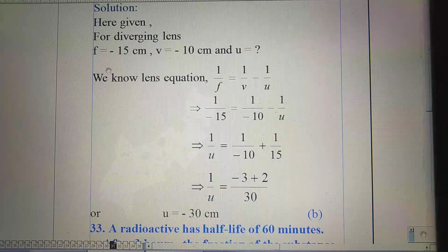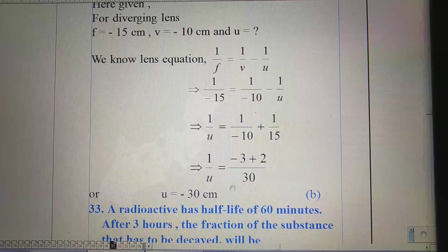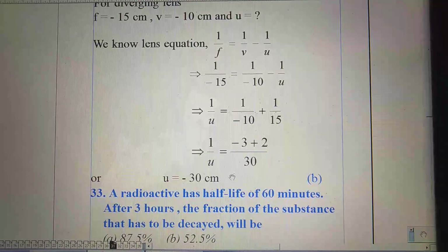Here, given, for a diverging lens the focal length is negative, that is f equals minus 15 cm. For a diverging lens the image distance will be negative, v equals minus 10 cm, and u we have to find out. For that we use the lens equation, 1 by f equals 1 by v minus 1 by u. Here we put the values of f and v, and after calculation we find the value of u as minus 30 cm. So the right option is B.